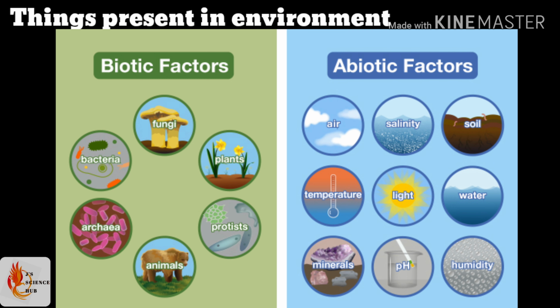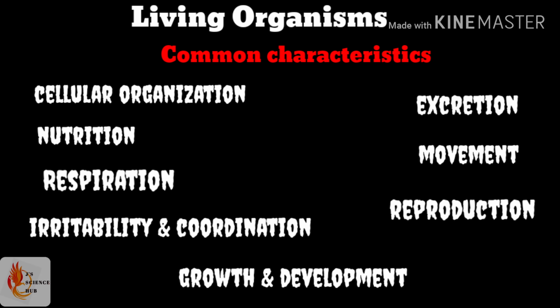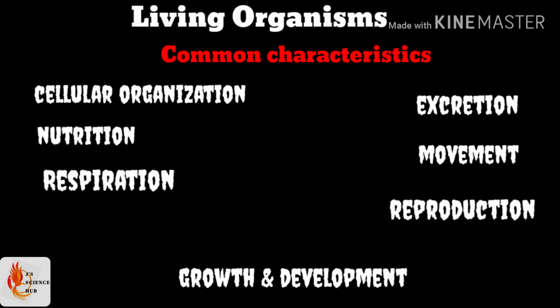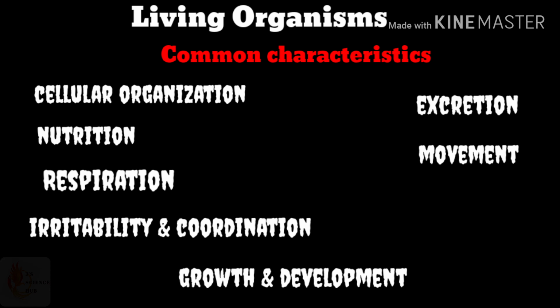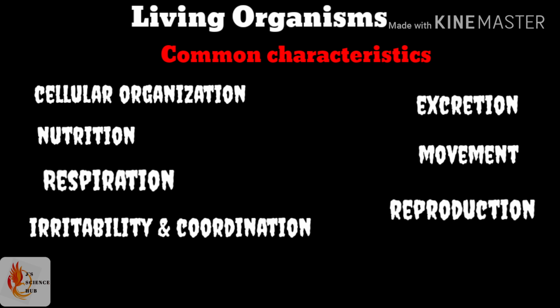So what makes this different? And how can we differentiate the living things from non-living things? Living things have some common characteristics. These characteristics differentiate the living things from non-living things. The common characteristics of living organisms are cellular organization, nutrition, respiration, irritability and coordination, excretion, movement, reproduction, growth and development.